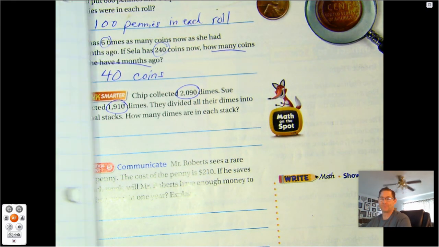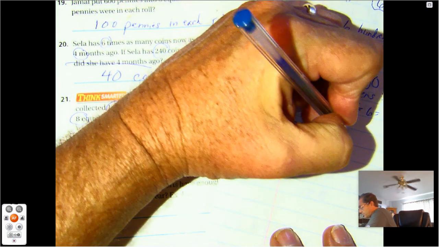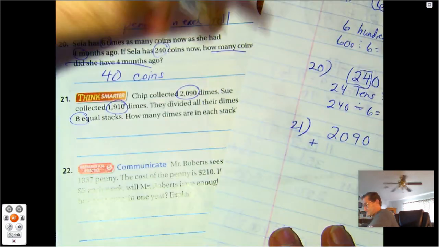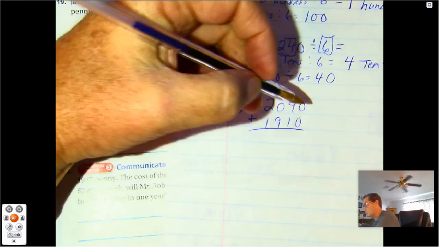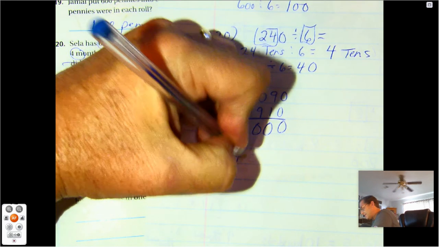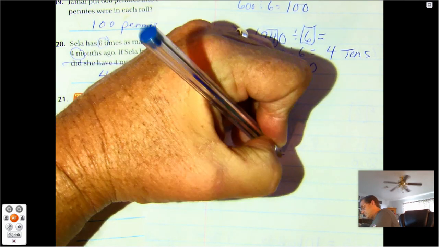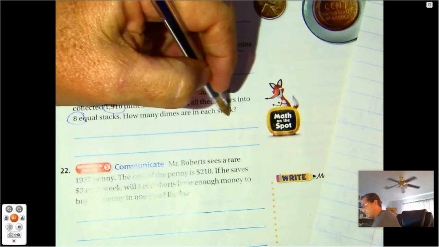Okay, so I think I'm going to find a total first of all their dimes. I'm going to add the two together to get the total number of dimes. So I came up with 4,000 dimes between the two of them. They're now going to take those 4,000 dimes and put them into 8 equal piles. So how many dimes are in each stack?